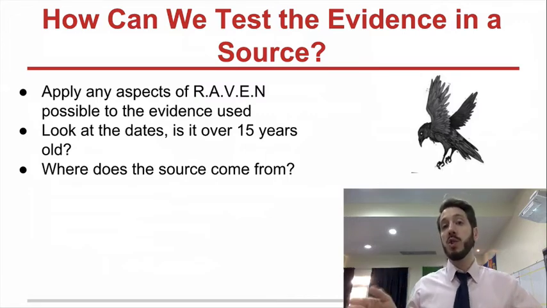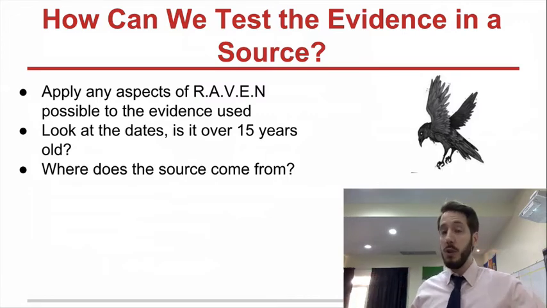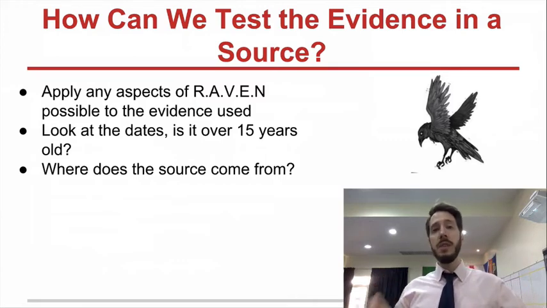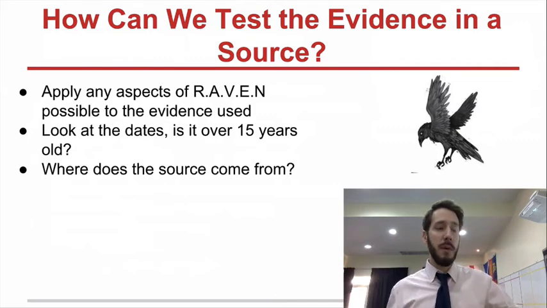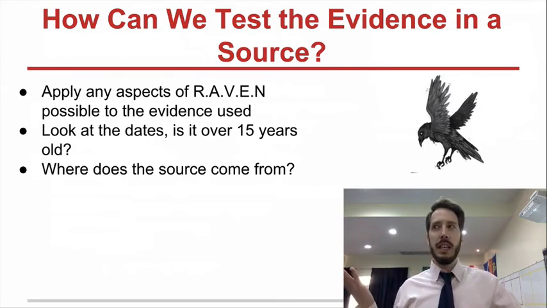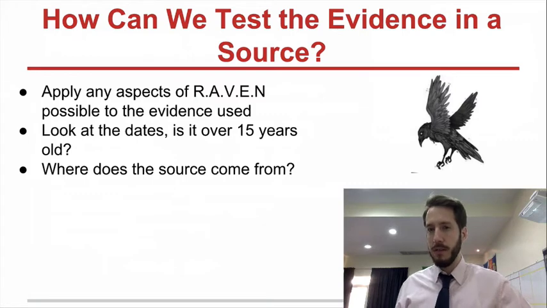Also, think about where the source comes from. Is it from a newspaper, magazine, a blog, an academic journal? Where it comes from is really important. If you're going to use evidence in an argument, or an author uses evidence in an argument from a blog or a newspaper or a pop magazine, you have to really question that. Why aren't you using academic journals?